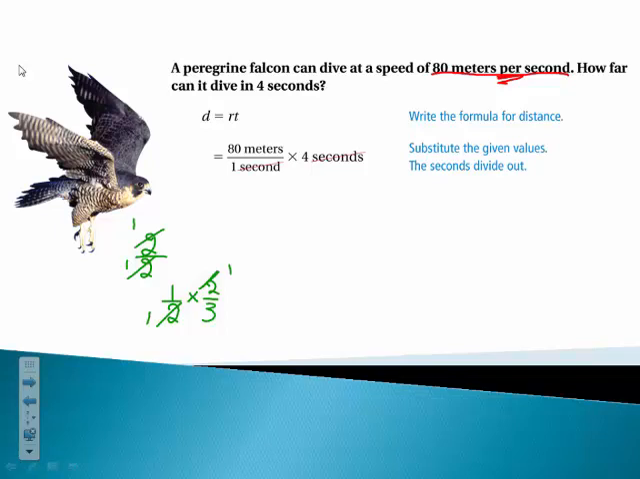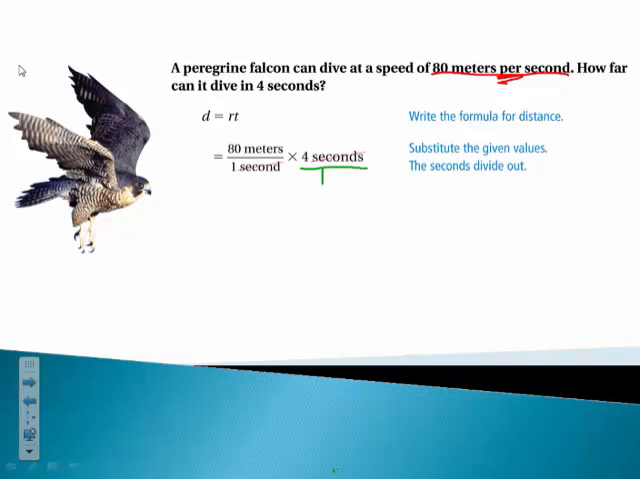80 meters over 1 second times 4 seconds is the same thing as times 4 seconds over 1, because you're making 4 seconds into a fraction. Now you can see seconds is on the top and the bottom. If the word seconds is on the top and the bottom, we can actually cancel it out because we want to end up with just distance, and distance will just be in 1 unit. Okay, if you have any questions about this, please come and see me, because this can be quite tricky, and I'll be happy to explain it to you.